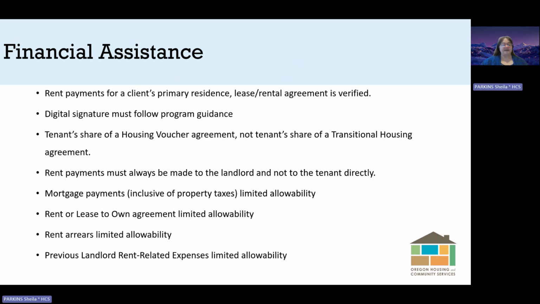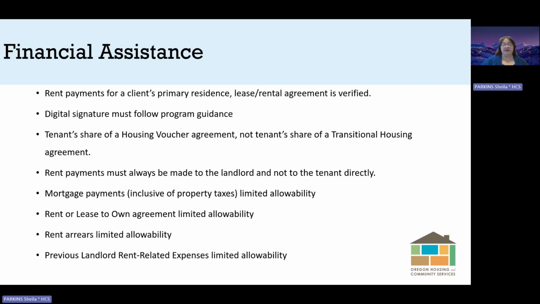The largest expense usually paid by subgrantees is rent. Rent payments must be for a client's primary residence in which the lease or rental agreement is verified. Lease and rental agreements, if digitally signed, must follow the requirements of a digital signature. Rent payments can be a tenant's share of a housing voucher agreement. However, they cannot be used for the tenant's share of a transitional housing agreement. Rent payments should always be made to the landlord and not the tenant directly.